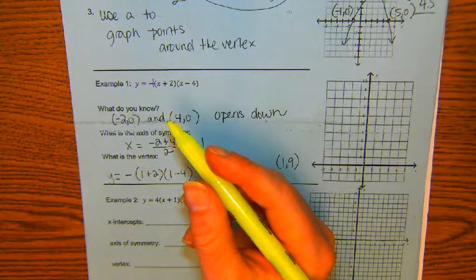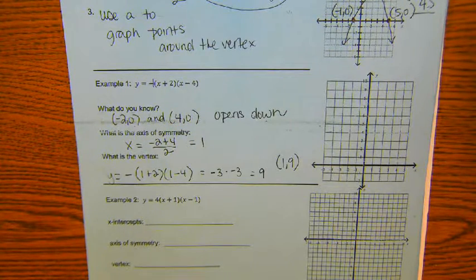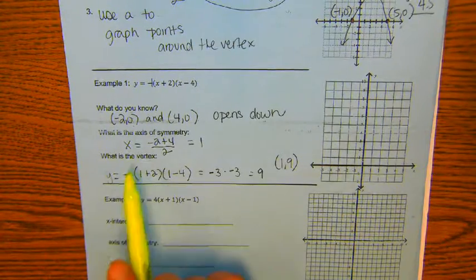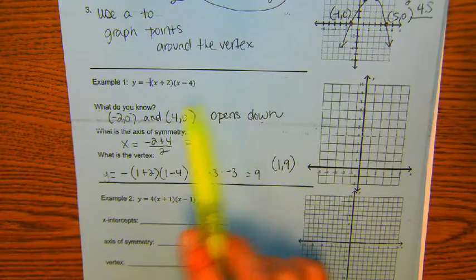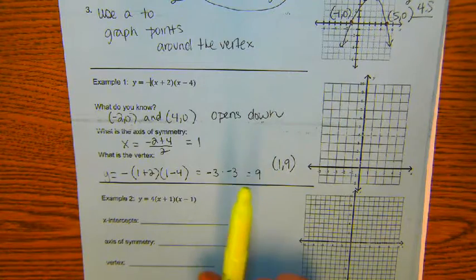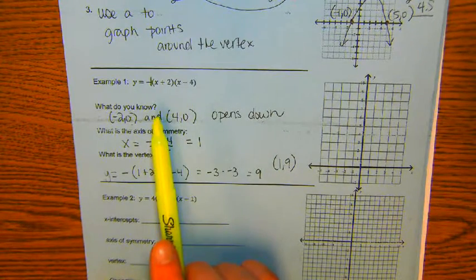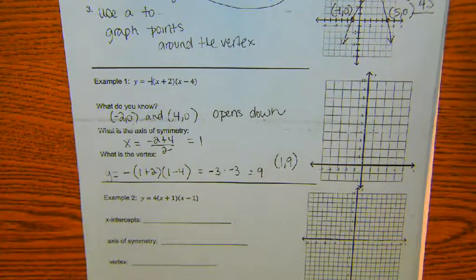When we wanted to find the vertex, we always did negative b over 2a. Remember that? And then we plugged it in. Now, could we multiply this out and do negative b over 2a? You could. But if it's in factored form, it's just a little bit quicker to average the two x-intercepts together. But to find the y-coordinate, we're still going to do the same thing. We're going to plug it in for x.